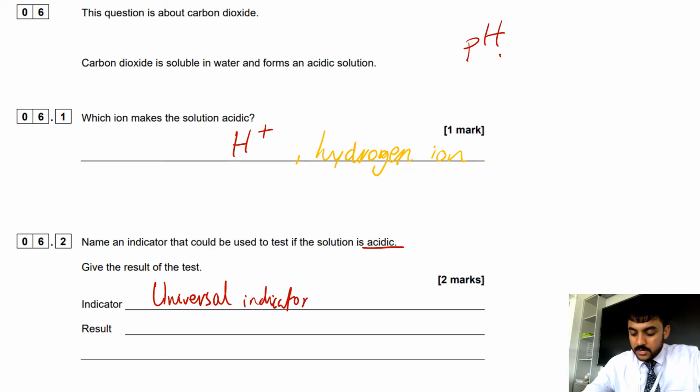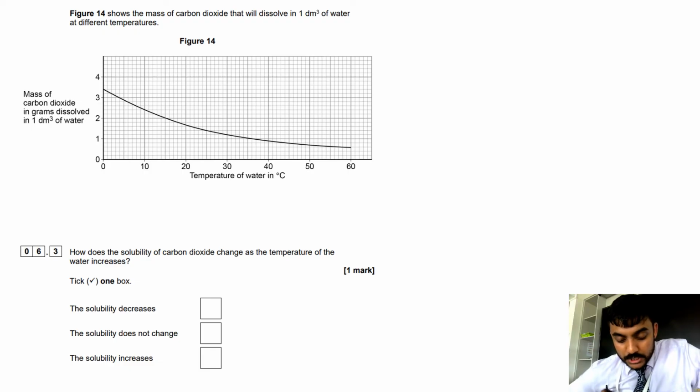Okay, and that universal indicator will go red or yellow or orange if it's an acid, or you could use a blue litmus paper which will turn red in the presence of an acid, or you could use methyl orange which turns red in the presence of an acid.